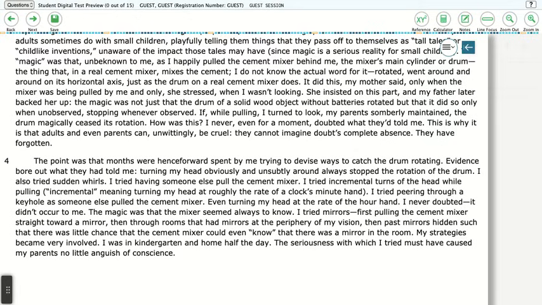I tried mirrors, first pulling the cement mixer straight toward a mirror, then through rooms that had mirrors at the periphery of my vision, then past mirrors hidden such that there was little chance that the cement mixer could even know that there was a mirror in the room. My strategies became very involved. I was in kindergarten and home half the day. The seriousness with which I tried must have caused my parents no little anguish of conscience.